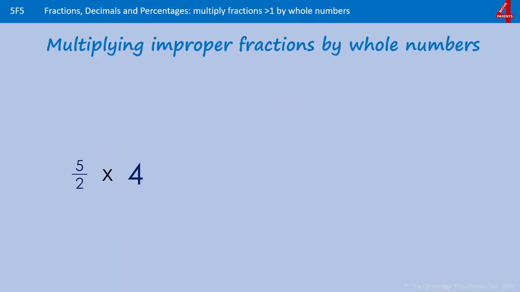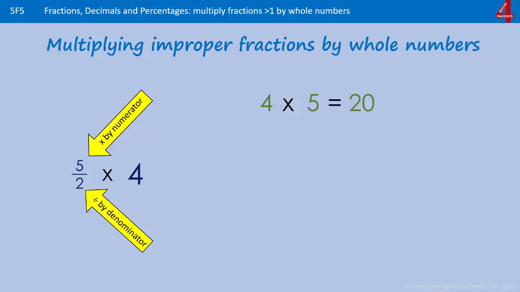Here's one like that for you to try before we move on to the more tricky ones. 5 halves multiplied by 4. Pause the video, have a go. We take the whole number and multiply it by the numerator. 4 times 5 is 20. Now we take that 20 and we divide it by the denominator. 20 divided by 2 is 10, and that gives us our answer. 5 halves multiplied by 4 is 10.